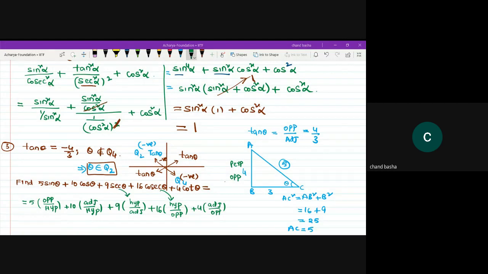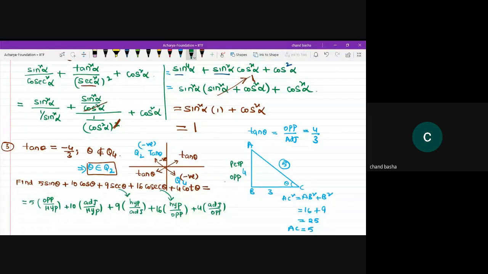You can post your answers, please. And don't forget, you can check with your quadrant. Check with your quadrant where you are.